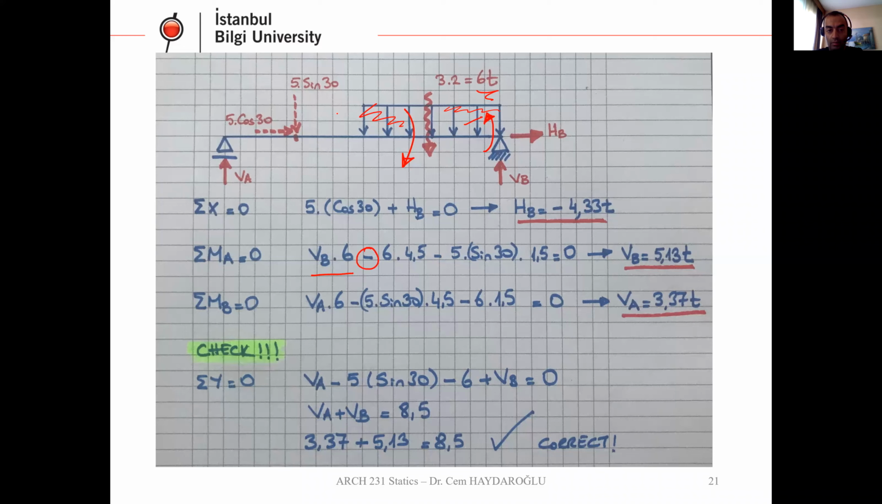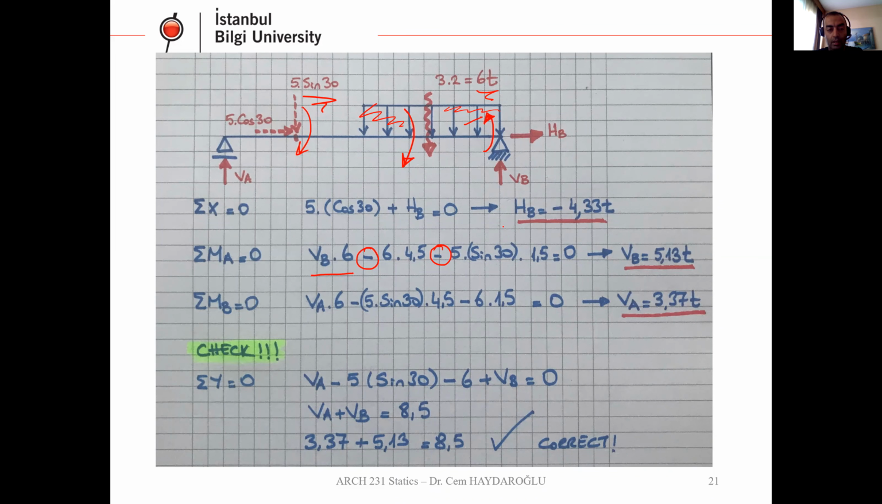So we have next this force 5 sine 30 rotates the system in negative direction. That's why it has negative as well, times 4.5. Here, distance to the point A equals 0. So in this equation, as you can see, we have only one unknown, which is VB. So it's easy to calculate what the VB is. VB is here 5.13 tons.